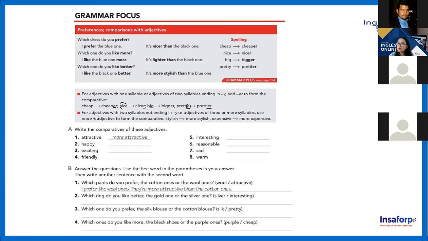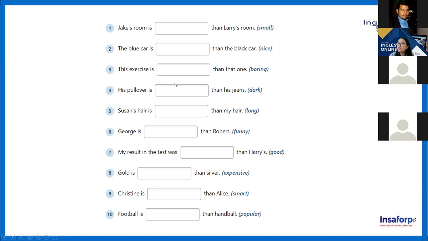And also for adjectives with two syllables not ending in Y, or adjectives of three syllables, we use more. For example, more stylish, more expensive, more intelligent, and more interesting. No questions, guys? No questions about this topic? Nope. We are good.